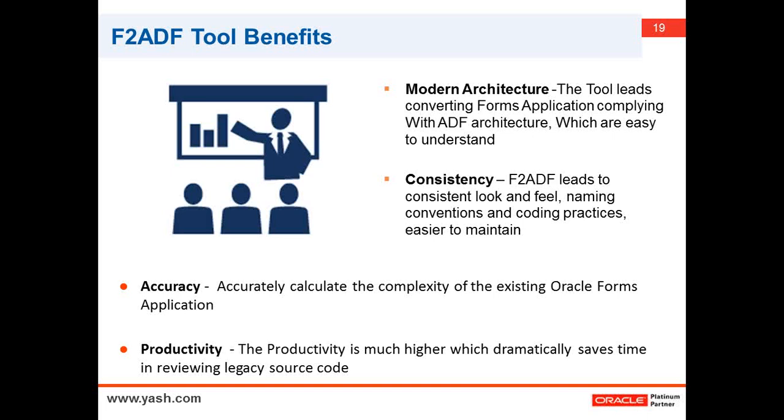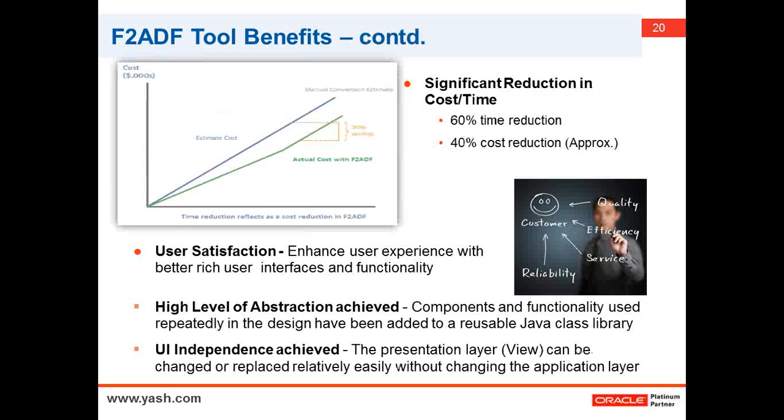Now, when we talk about the reduction, as we already said, it's around 60 to 65% reduction in time. And when we see the cost, it is close to around 40 to 45% approximately, because it depends on the complexity of the application, the number of forms it has, and how drastically it reduces. So the net saving is huge when we use the automated form conversion tool.